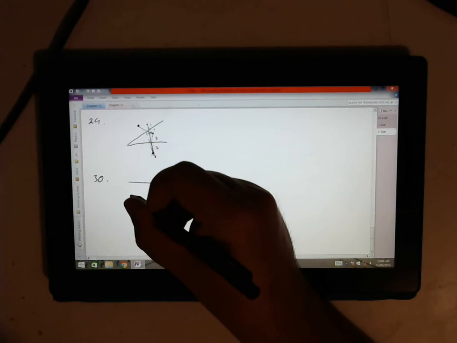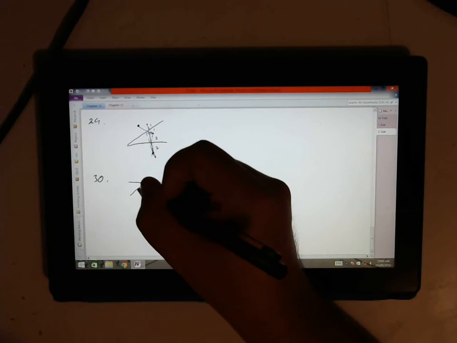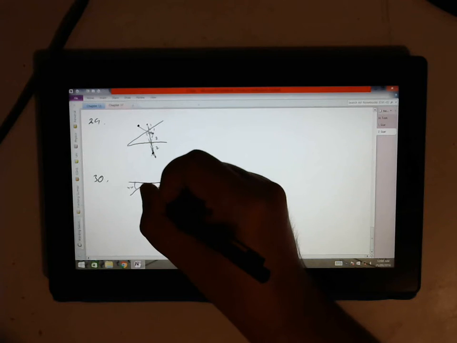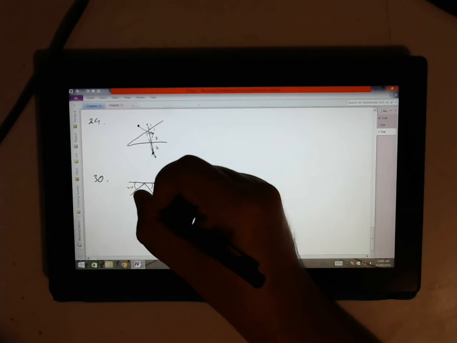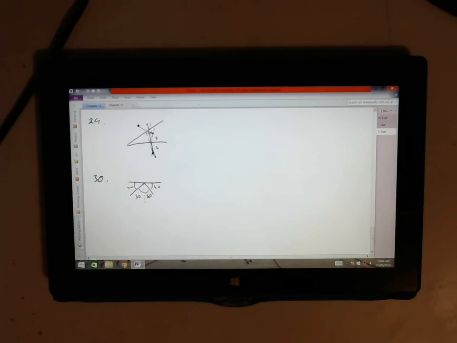The ray comes in at 40 degrees, leaves at 40 degrees. So that's going to be 40. That'll be 40, which means that that has to be 50, and that has to be 50.